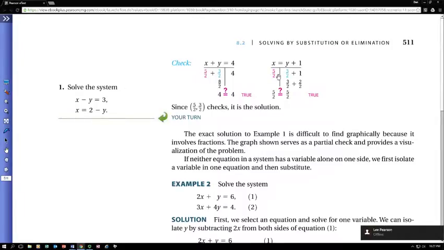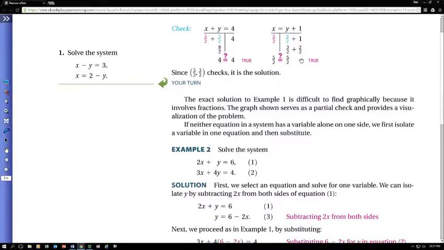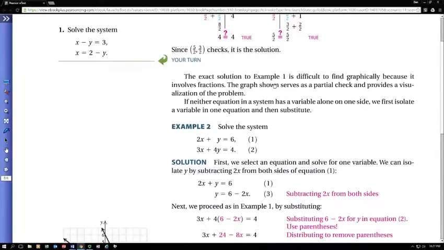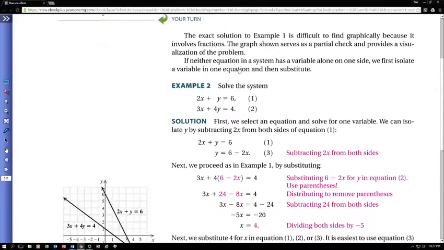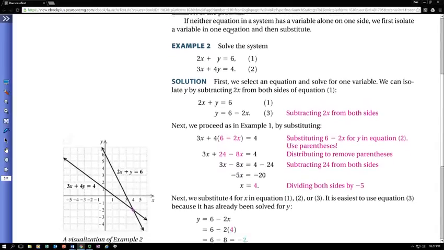So let's see if it truly is a solution to the system. Well, I need to take these ordered pairs, put them into the equations, and see if it makes them true. Well, it makes this one true, and it also makes this one true. So it is a system solution. Okay? And it's exact. It's not some guess off what I'm looking at on graph paper.